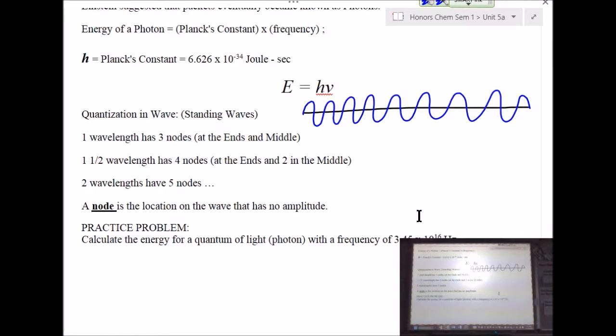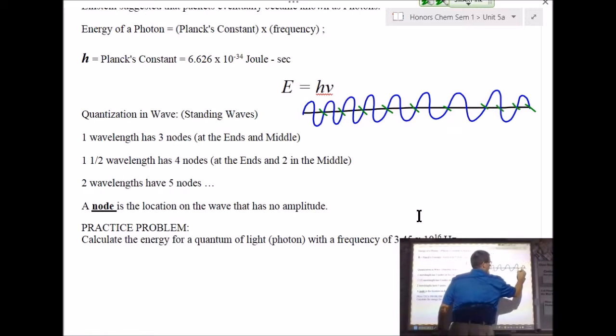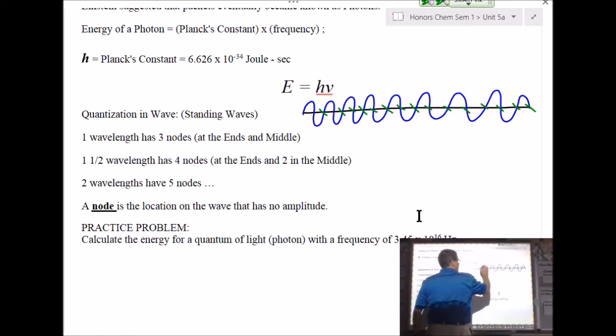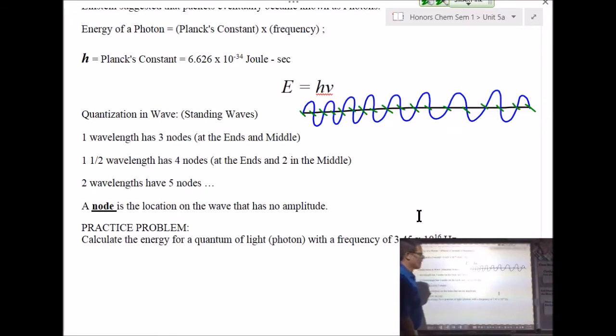Jack, how many waves do we have? 8.5. So we have 1, 2, 3, 4, 5, 6, 7, 8. 8 waves. How many nodes do we have? 18. So we have 8 of those, so 9, 10, 11, 12, 13, 14, 15, 16, 17, 18. Good job on the 18. How'd you know that?